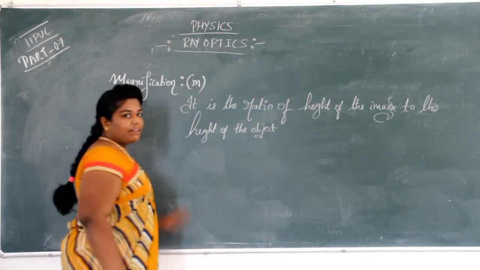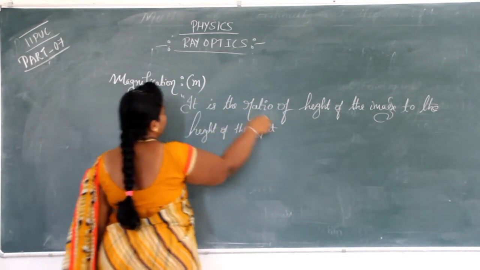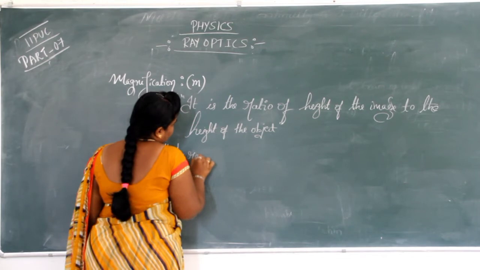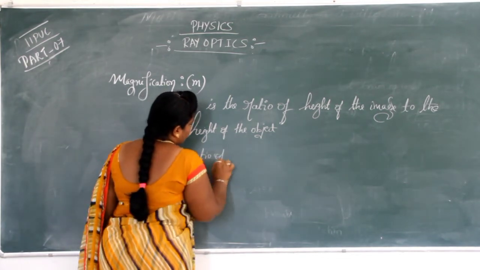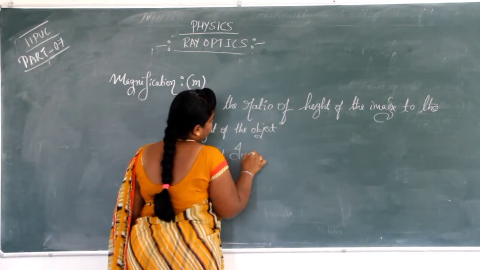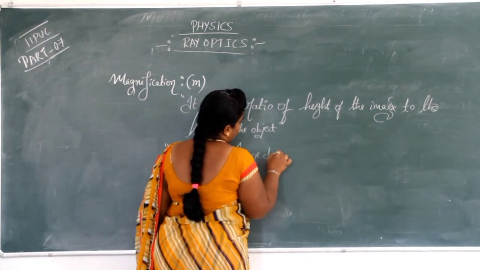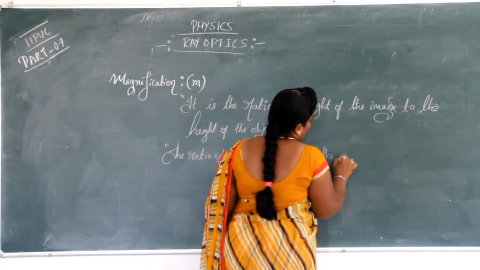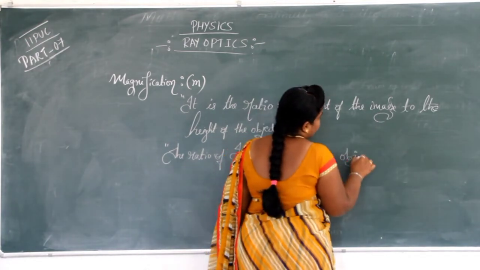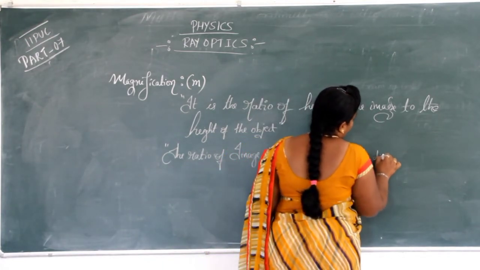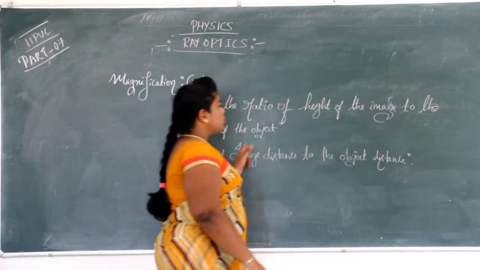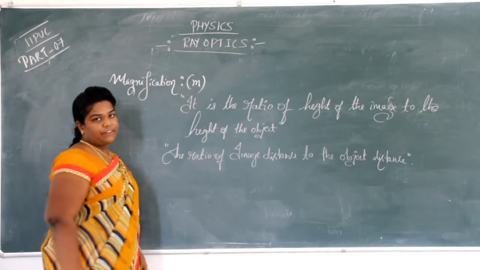Overall, the magnification can also be defined as the ratio of image distance to the object distance. Yes, these are the two different ways to define the magnification.